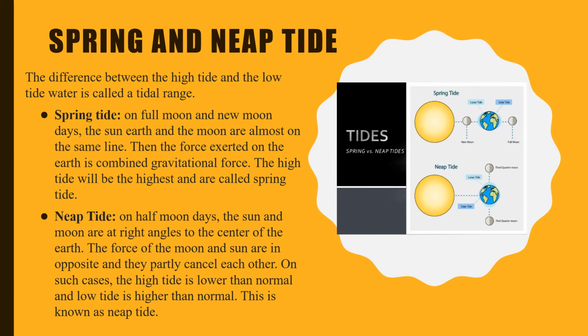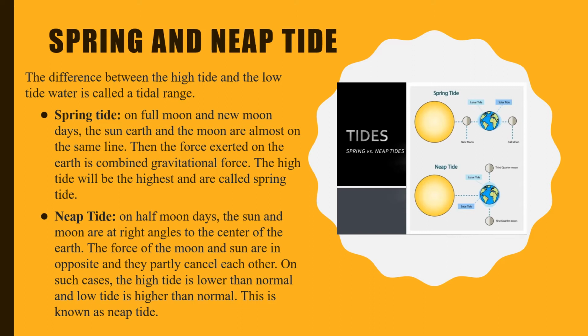Spring and neap tide. The difference between high tide and low tide is called the tidal range. Now, what is spring tide? Spring tide occurs on full moon and new moon days. The sun, earth and the moon are almost on the same line. Then the force exerted on the earth is the combined gravitational force. The high tide will be the highest and is called spring tide.